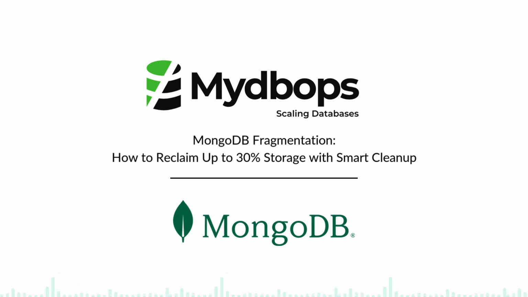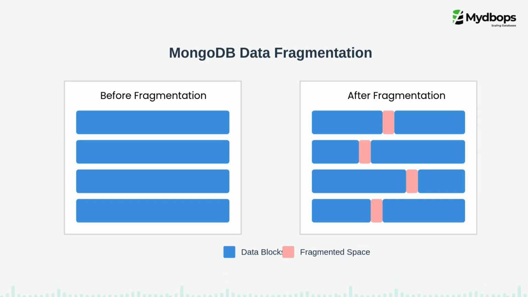Absolutely. And MongoDB is amazing for its flexibility. You can store pretty much anything in there, which is awesome. But as your data grows and changes, well, you inevitably end up with some gaps and inefficiencies. Right, just like that messy room. Yeah, exactly. And that's what we call fragmentation. It's like having these pockets of wasted space within your database.